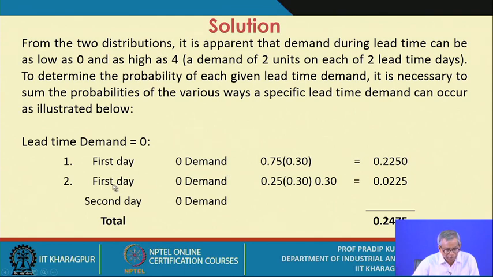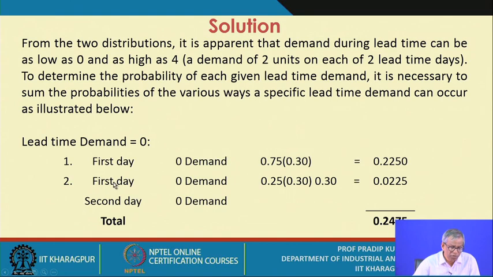First day 0 demand, there is a possibility, and the lead time is just 1 day. So what is the probability that the lead time is 1 day? That is 0.75, and the probability that the demand on a particular day is 0 units is 0.30. So it is 0.75 into 0.30, that is 0.2250. We need to consider all possible events leading to this particular condition.